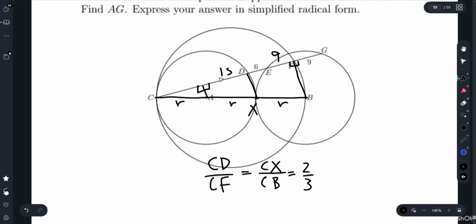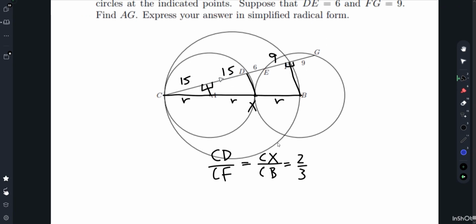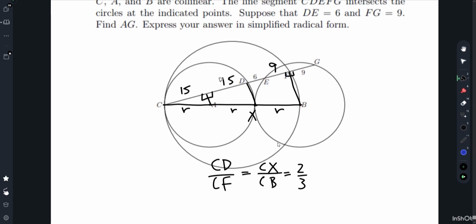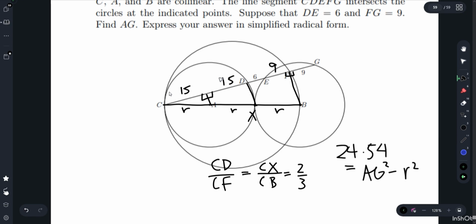Now we want to find AG, and so by power of a point on G on the big circle, circle A, we get that 24 times 54 is equal to AG squared minus R squared, and that is pretty useful.